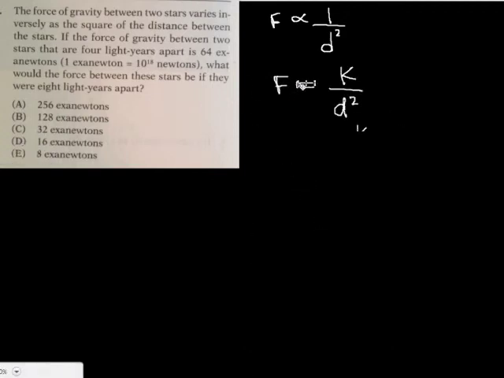The first step is to read the question and translate the question. The force of gravity between two stars varies inversely as the square of the distance between the stars. Step 2, change the proportionality constant to equals K. So force is equal to K divided by D squared.